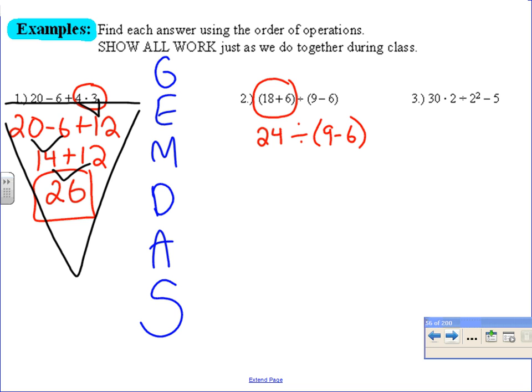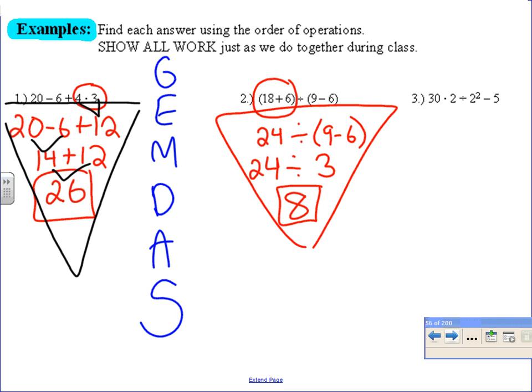If you simplify both sets of parentheses first, that's okay. So we have 24 divided by 3. So always take care of what is inside grouping symbols first. 24 divided by 3 is 8. So circle or underline your answer. It makes an upside down triangle. They should all make an upside down triangle. Questions on that one? Okay, number 3, Emma H. What do we need to do first on number 3?